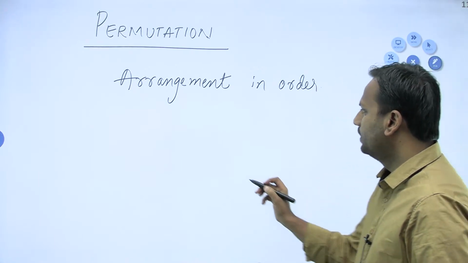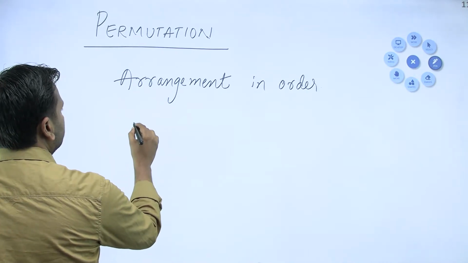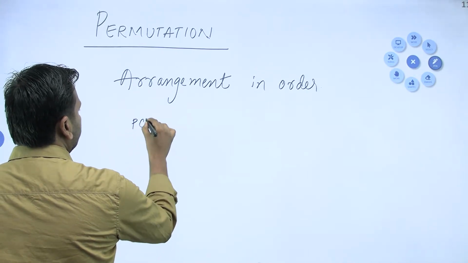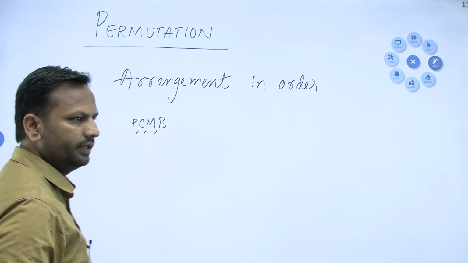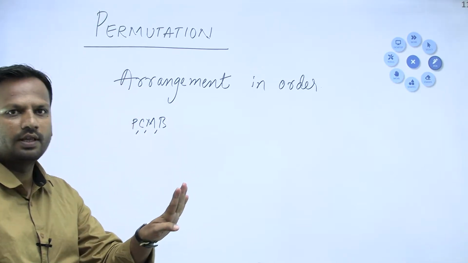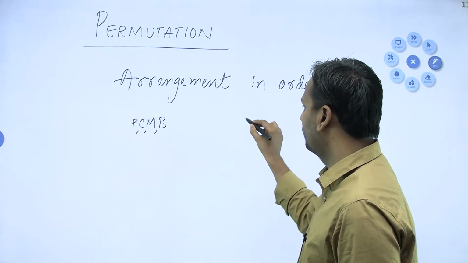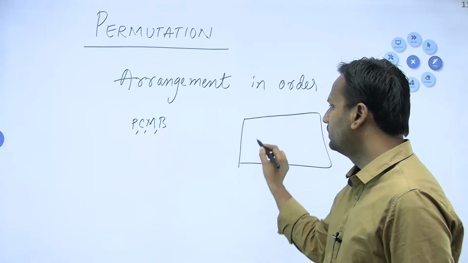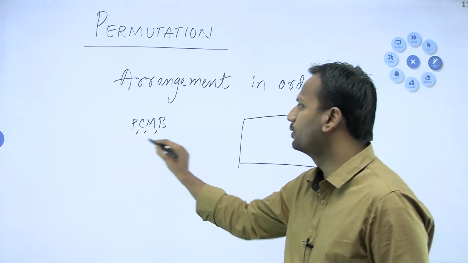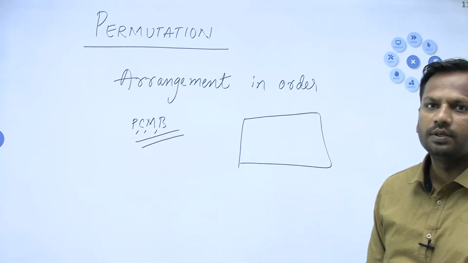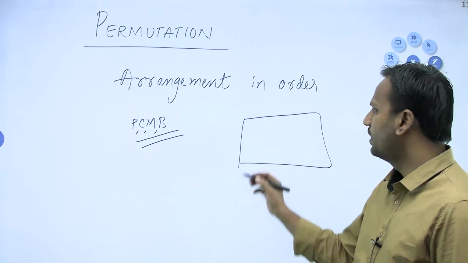For example, if I have four books here, PCMB, right? If I have PCMB four books, I have to arrange three books in the shelf here, right? I have to arrange three books in the shelf. So in what way can I arrange? There are four books, right? I have to arrange any three books in the shelf. In how many ways can I arrange here?